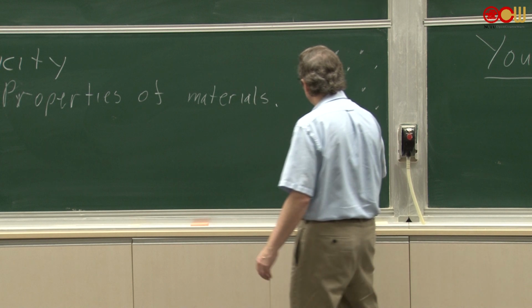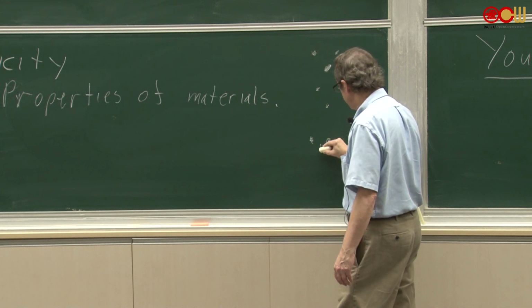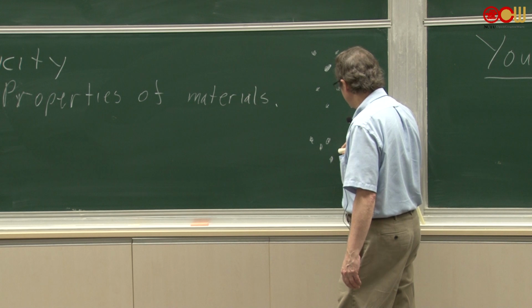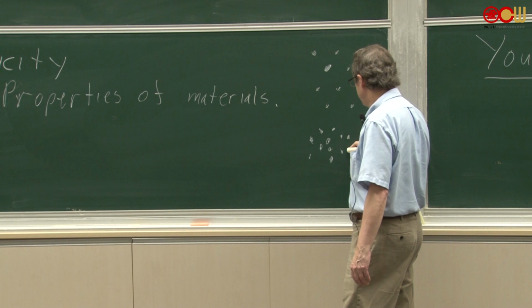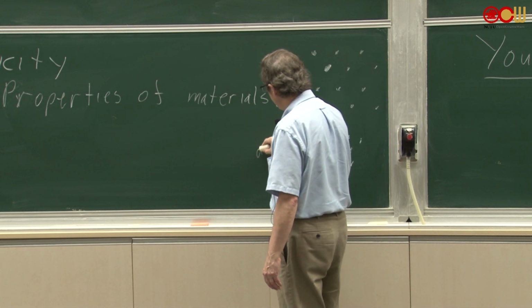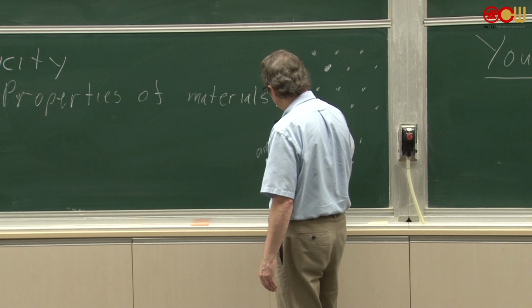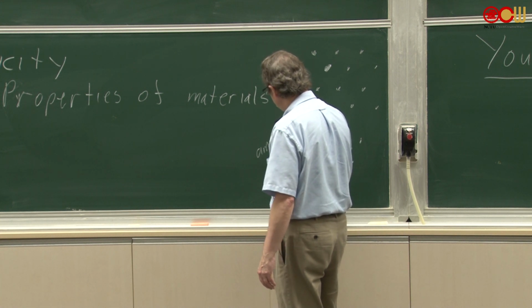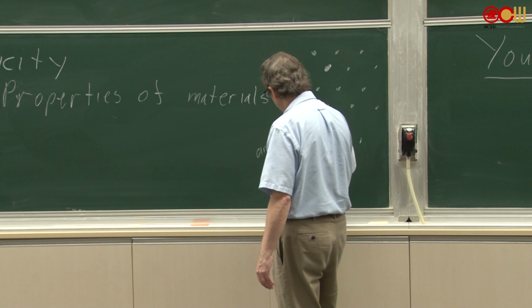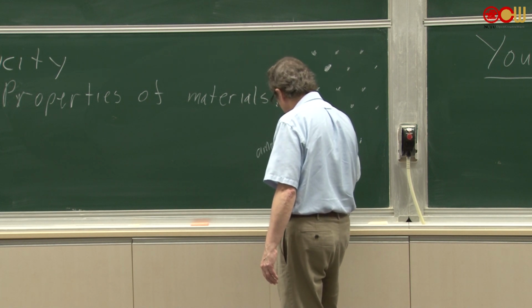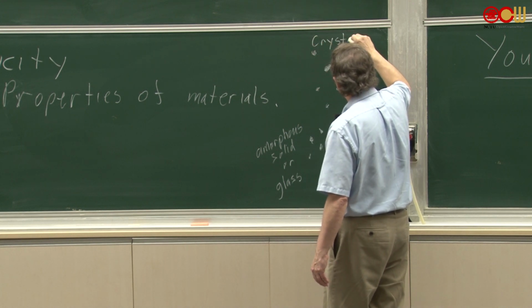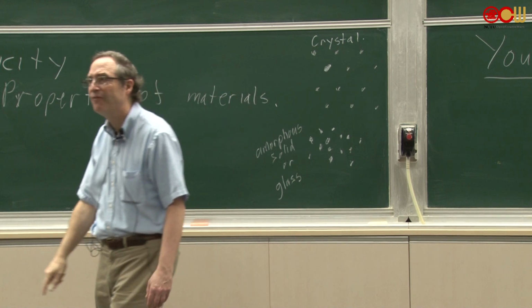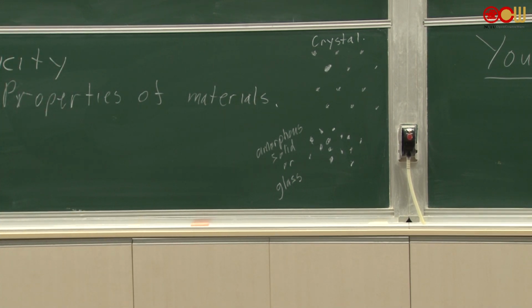But I could have an amorphous solid where the particles are pretty random. So this would be an amorphous solid, or even a glass. And this is like a crystal. Both of these will have a shear modulus, a non-zero shear modulus.